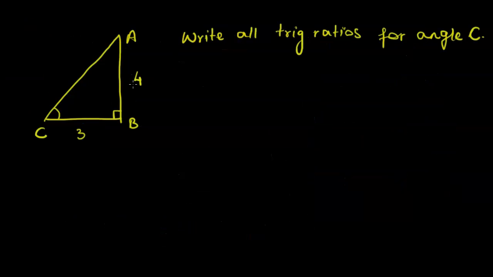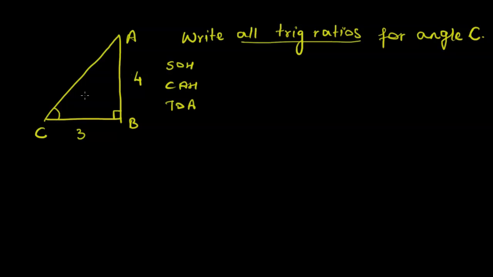Let's say we are given a question where we are given the triangle ABC, right angled at angle B, and we are given side length AB as 4, side length BC as 3. We're not given any units, so we will just think that this is 4 units and this is 3 units. We have to write down all trigonometric ratios for angle C. All trigonometric ratios means we have to write down SOHCAHTOA for angle C.